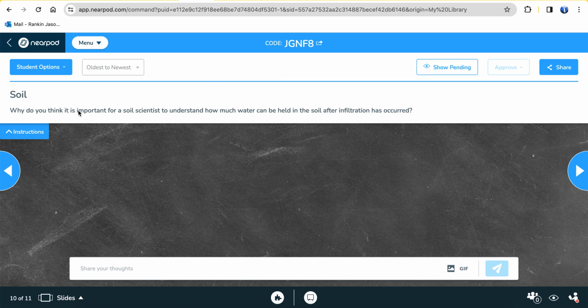All right, so why do you think it is important for a soil scientist to understand how much water can be held in the soil after infiltration has occurred? Think of an answer, pause it, and then when you're ready, unpause. Okay, soil scientists would really want to know how much the soil can hold on to after infiltration has occurred. Now, infiltration is the downward movement of water into the earth, the earth absorbing that water, taking it in.